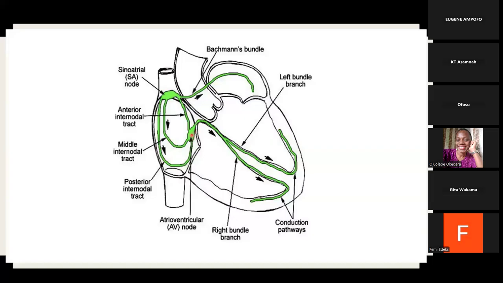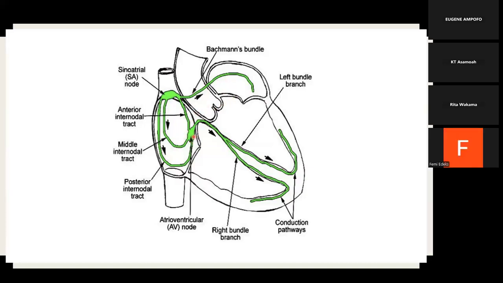Now in the AV node, its function is to cause a physiological delay in the speed at which the impulse is conducted. This is because when depolarization occurs, there's contraction. So by depolarizing, the atria will contract. Now, if the AV node does not delay this contraction, then the ventricles and atria will contract at almost the same time, and therefore there will be suboptimal ventricular filling. So by delaying the impulse, it allows the atrial contents to be ejected fully into the ventricle.